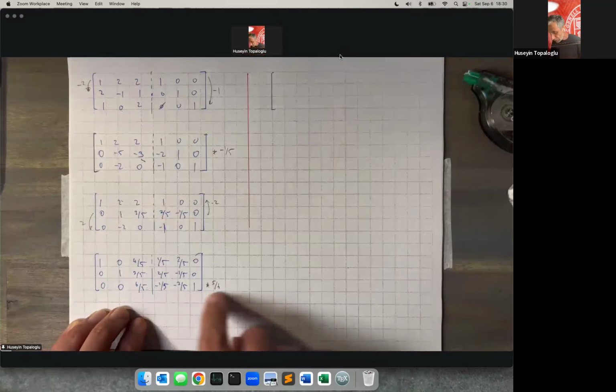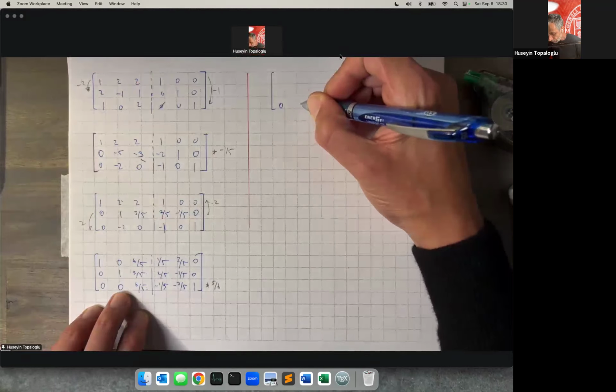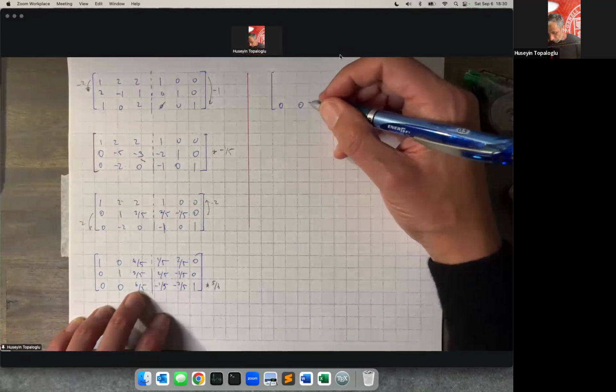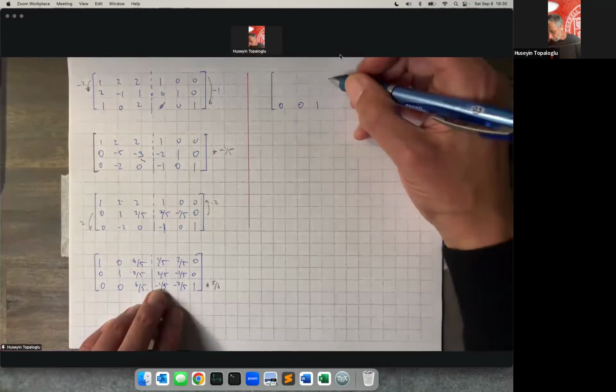Keep everything as it is. Just multiply the last row by 5/6. 0 times 5/6 is 0. 0 times 5/6 is 0. 6/5 times 5/6 is 1. That's exactly why I'm doing these row operations.